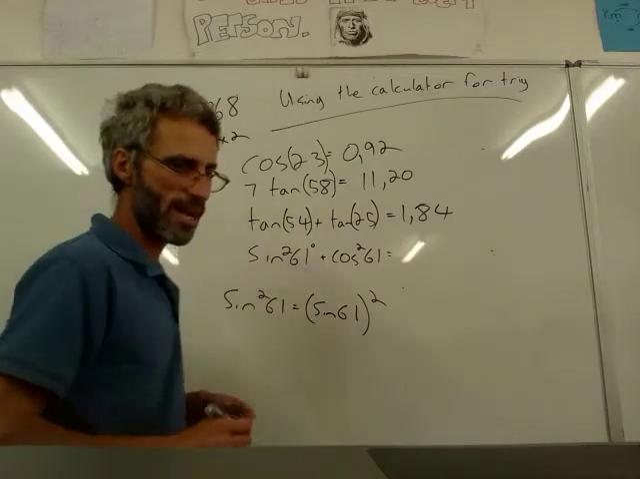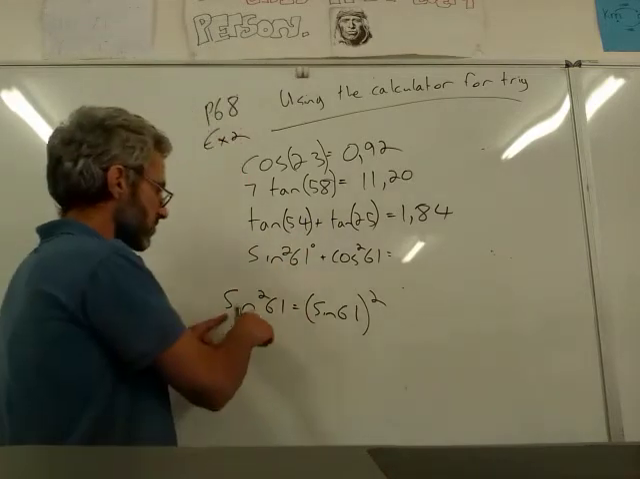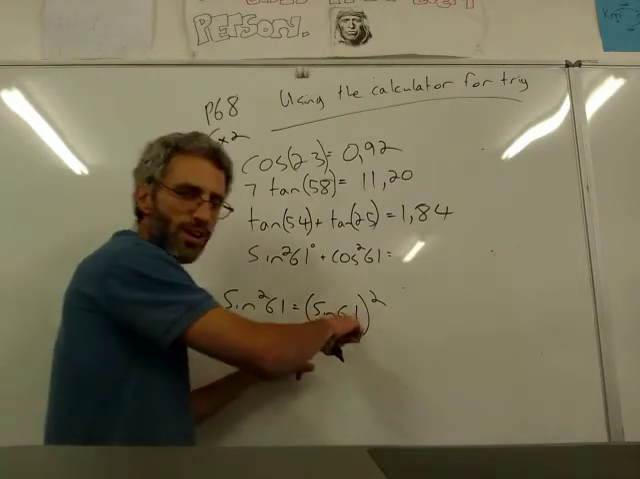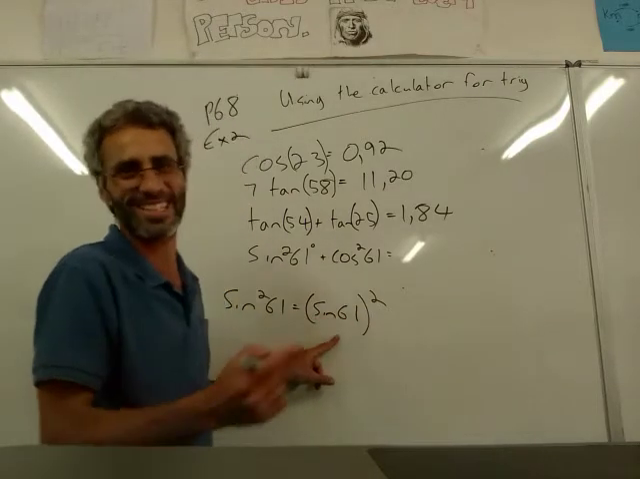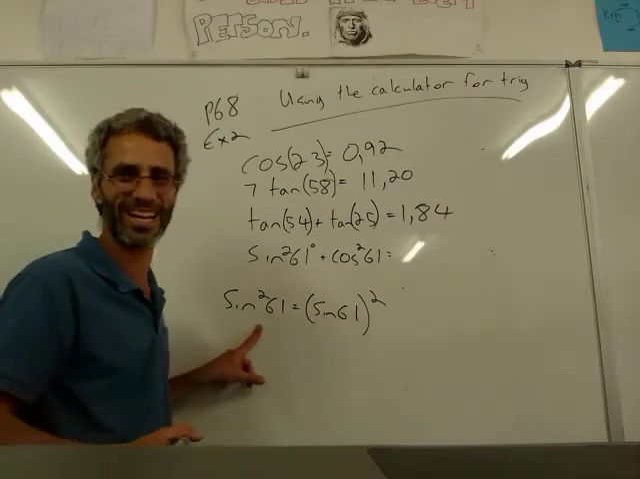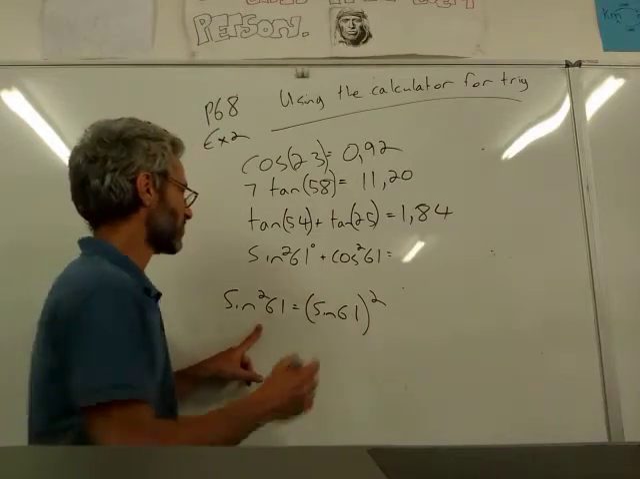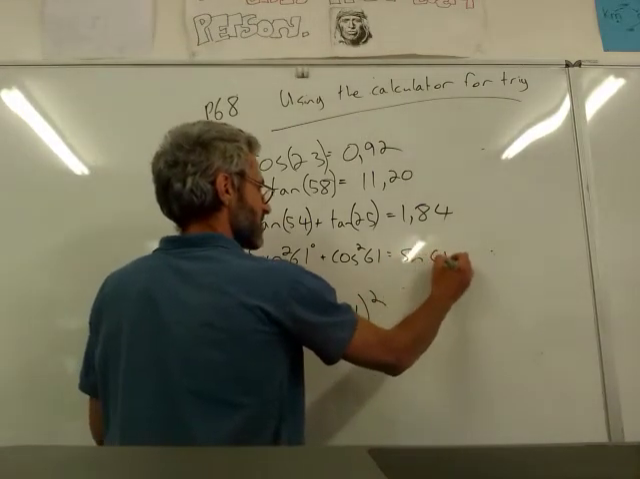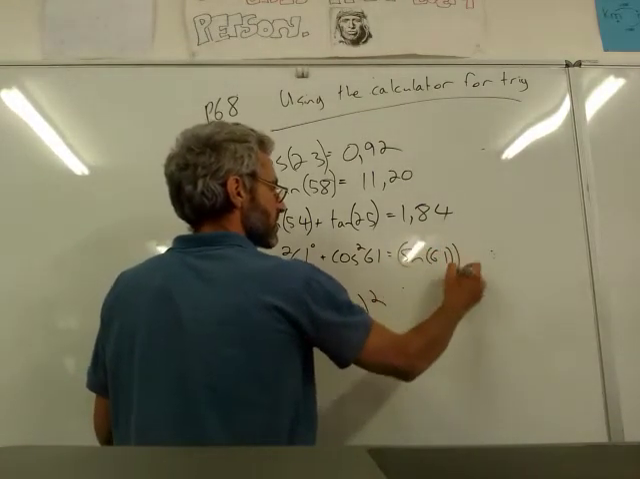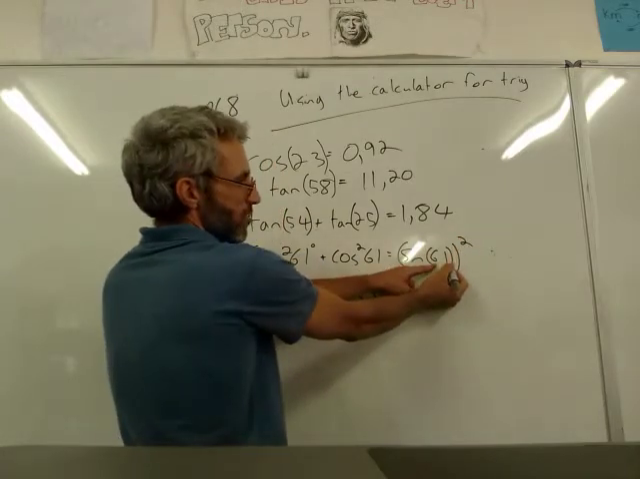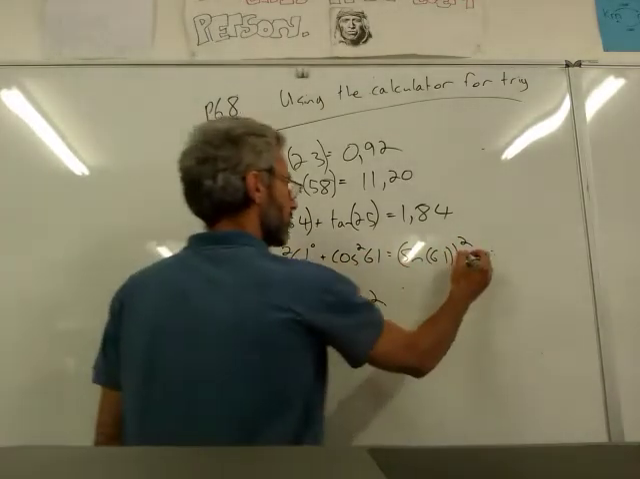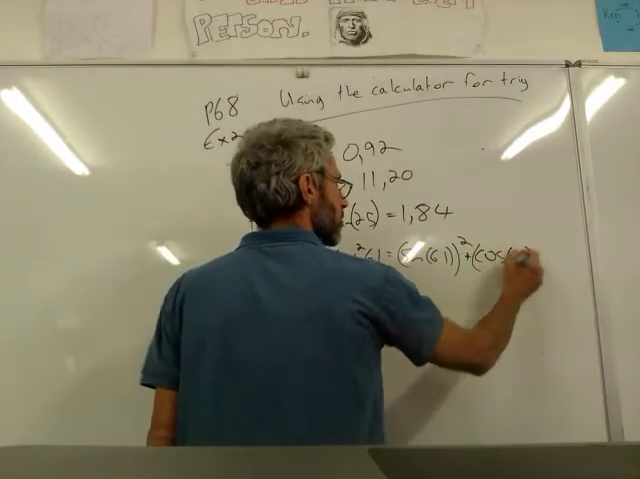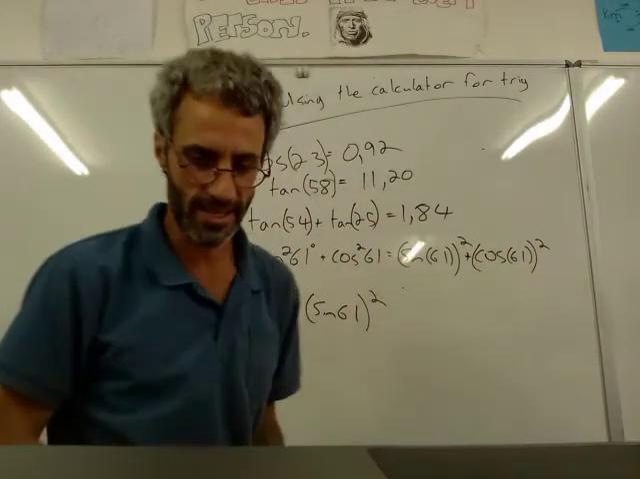On the calculator you won't understand that, so you need to write it like this. I know you might wonder why we don't write it like this. We get used to it, and it's quicker like that. But just write to the calculator in a way it understands. So it's going to be sine 61, I have to have these brackets and square all that, plus cosine 61, and all that squared. Let's see what we get.